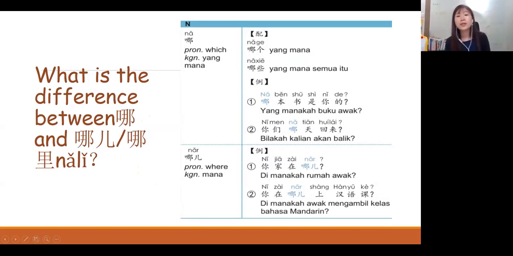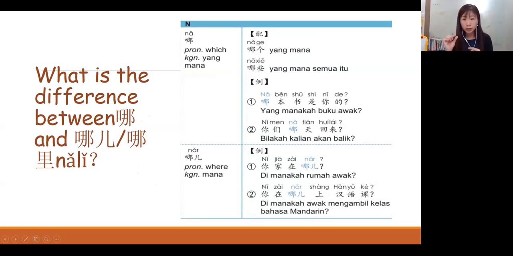So remember this. For example, 哪本书是你的？ It means which book belongs to you? Which book is yours? Or 你们哪天回来？ Remember when we ask about which, you can use 个, which is commonly used, but if you have learned more already, try to use other measure words.